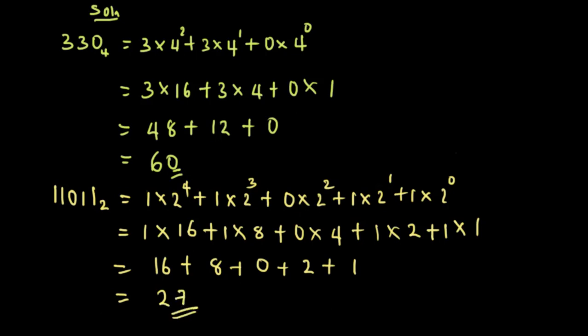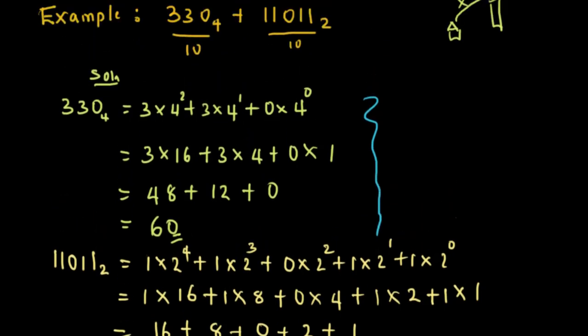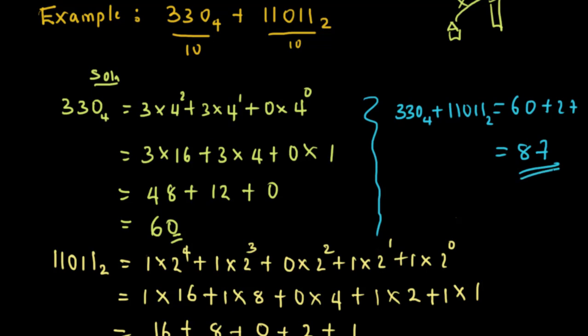So now we can do the remaining by the side here. Now remember, the question is 330 in base 4 plus 11011 in base 2. And that will give us 60 plus 27. So that's 60 plus 27, which will give us 87. And obviously this is in base 10.